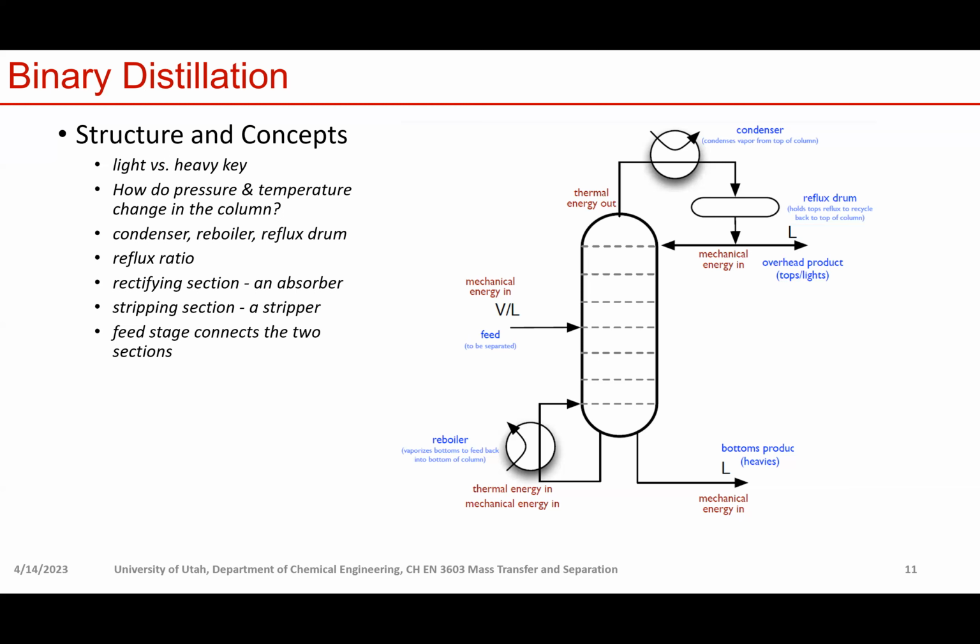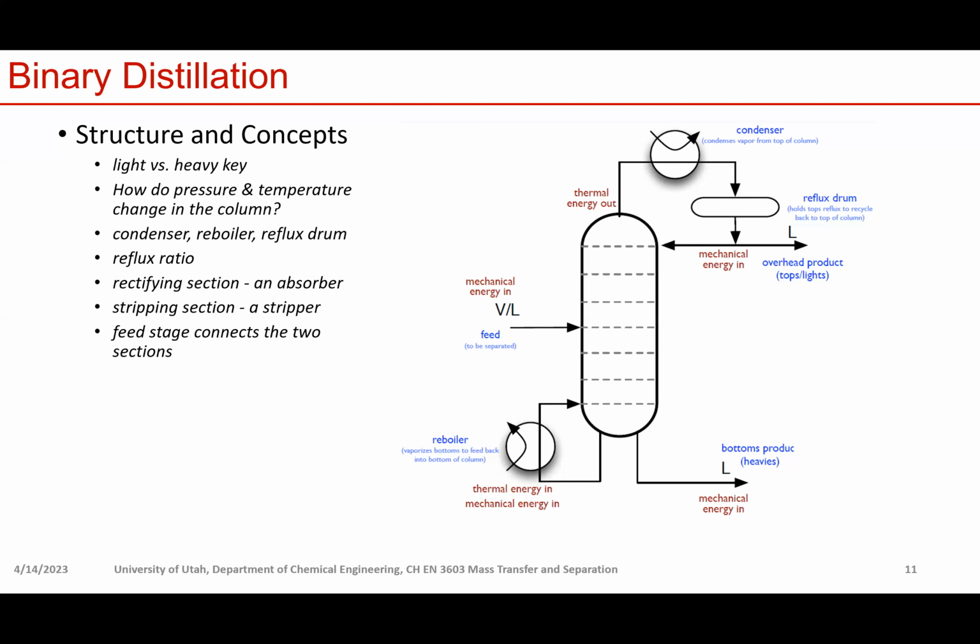The reason is you have a higher fraction of heavy key at the bottom of the tower and a lower fraction of heavy key at the top of the tower, right? The more heavy key you have in your mixture, the higher the boiling point it is.